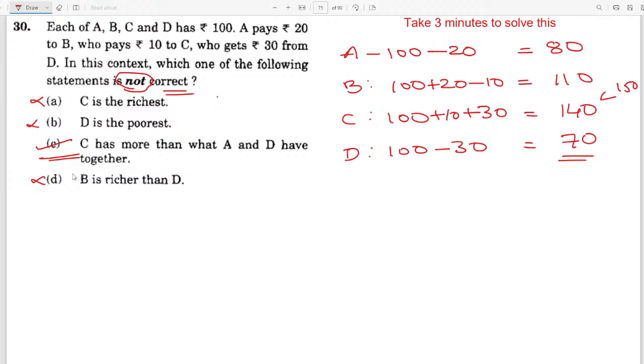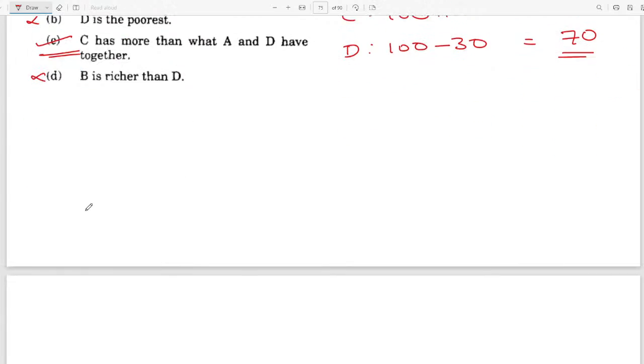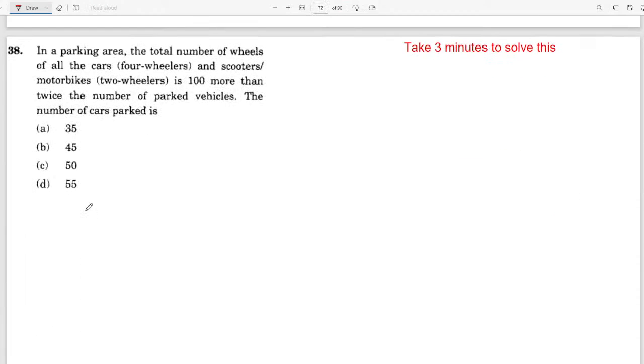So everyone has got option C. If there are no more doubts, we'll move to the next question then. If you have any doubt, please ask, or else we'll move to the next question. So we'll move to the next question. Take 3 minutes to solve this.